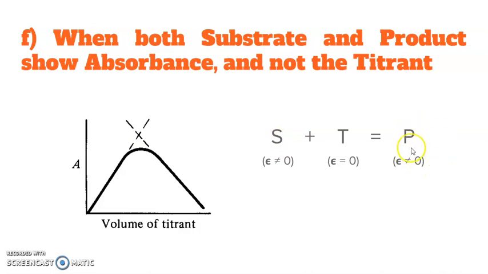The substrate and the product are showing the absorbance, whereas the titrant is not showing any absorbance. So the kind of peak or curve we get here is, as the substrate is having absorbance and the product is also having absorbance, this first half of the curve is increasing in the absorbance. Since the titrant is not showing any absorbance, after the formation of the product, if I keep on adding the titrant, it gradually drops and does not show any absorbance thereafter, because the titrant itself is not having any absorbance.